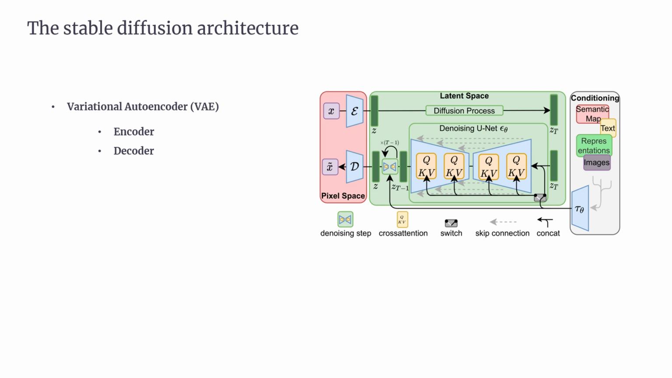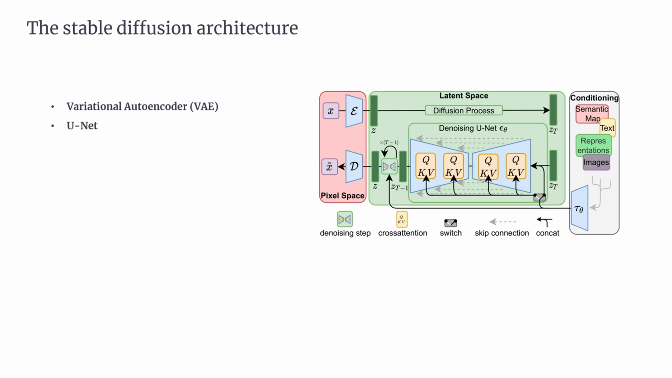The second, U-Net. The heart of Stable Diffusion is the U-Net architecture, which is responsible for the actual image generation. Originally designed for image segmentation, U-Net is highly effective for tasks like this because it can learn to denoise images in the diffusion process.